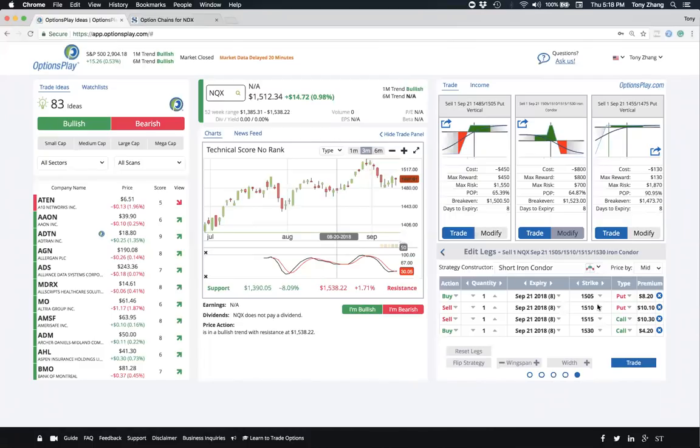I have a question here. NQX weekly options volume looks so small. Why do we pick NQX to trade options?